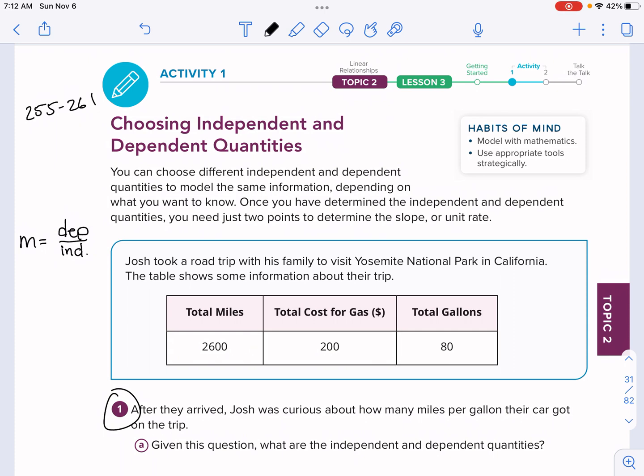Let's look at the context here on page 255. It says, Josh took a road trip with his family to visit Yosemite National Park in California. The table shows some information about their trip. They drove a total of 2,600 miles. Total cost for gas is $200, and they used up 80 gallons of gasoline. So think of those milk gallons, 80 of those, so quite a bit of gasoline.